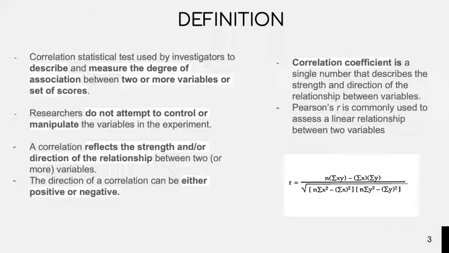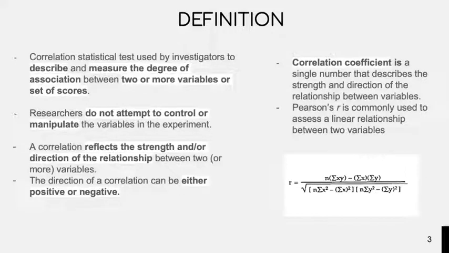So what is correlational research design? According to Creswell 2021, correlation statistical tests are used by investigators to describe and measure the degree of association between two or more variables or set of scores. In this design, researchers do not attempt to control or manipulate the variables in the experiment. A correlation reflects the strength and or direction of the relationship between two or more variables. This direction can be either positive or negative.